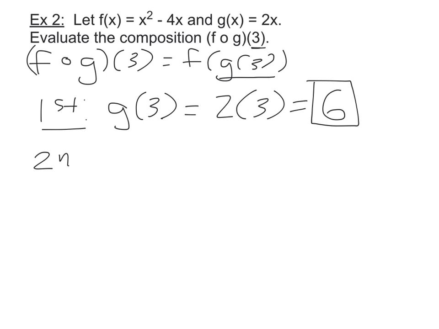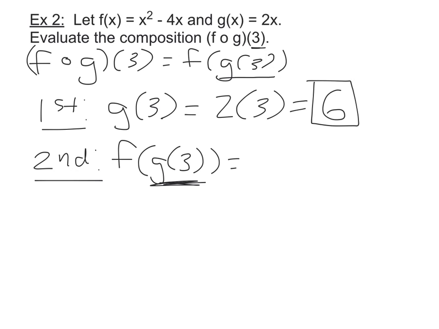Step number 2. Now we move on to the last part. Now we're going to solve for f of g of 3. From the first step we just found that g of 3 is equal to 6. So by the simple substitution property, instead of f of g of 3, now we're looking at f of 6. And that's really all we're solving for.